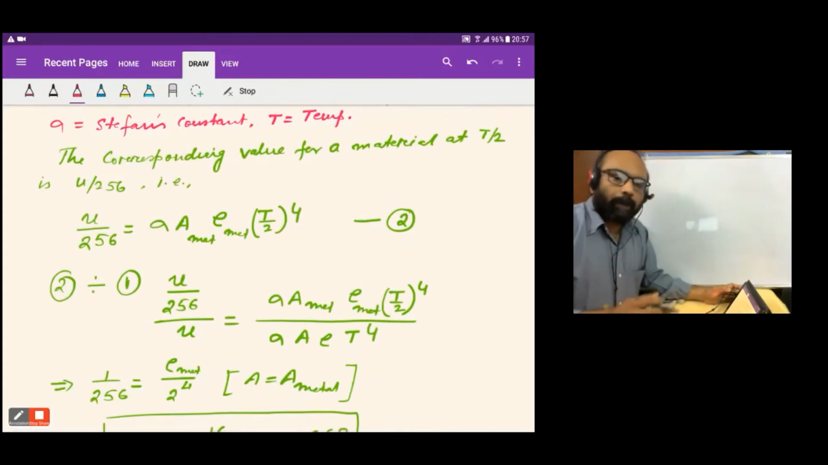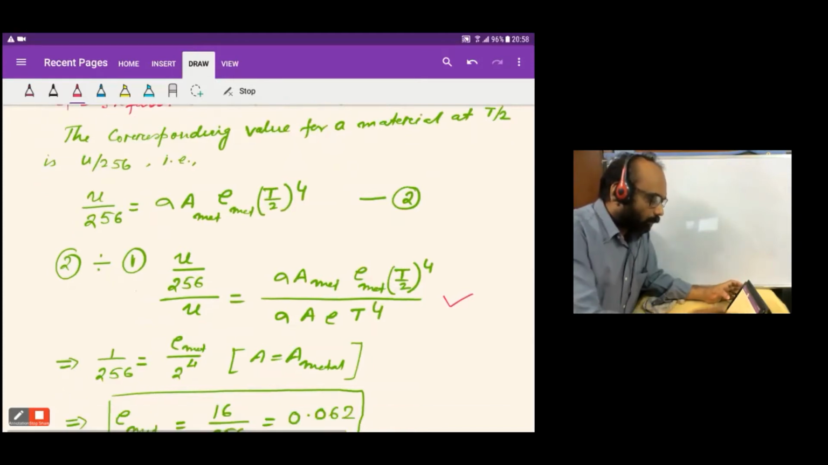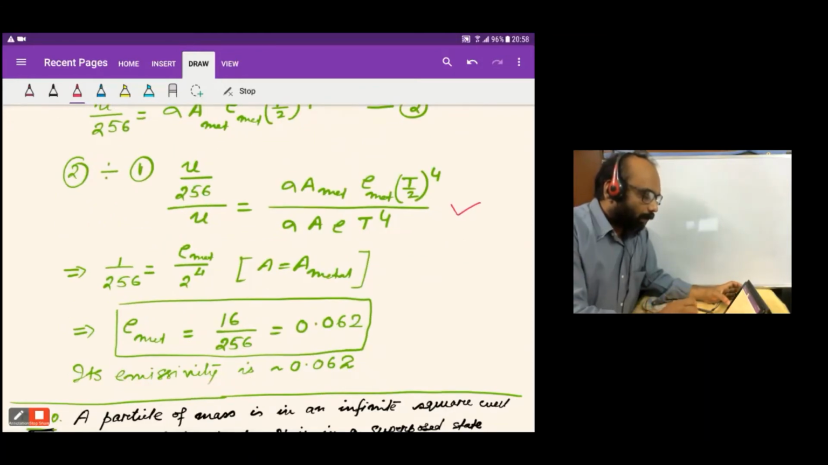Now, as we said, the corresponding value for a material, so we can say the area is the same. So A metal is nothing but A. That means the area of the metal body is equal to the area of the ideal black body. So if we divide 2 by 1, we get U by 256 U, that is equal to sigma A metal times E metal times (T by 2) to the power 4 divided by sigma A E T to the power 4. That gives us 1 by 256 E metal by (T by 2) to the power 4.